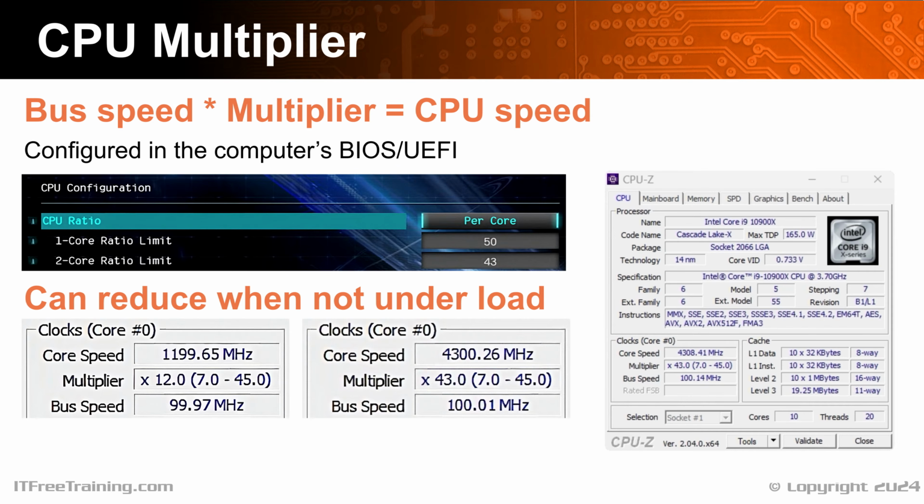So far, we've seen what controls the speed of the CPU. Let's now have a look at what actually determines the performance we'll get.